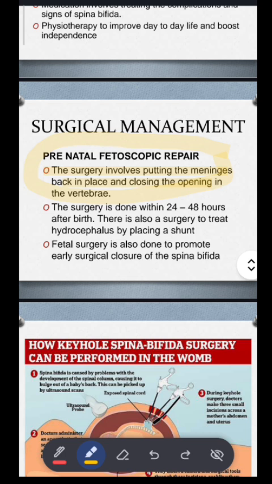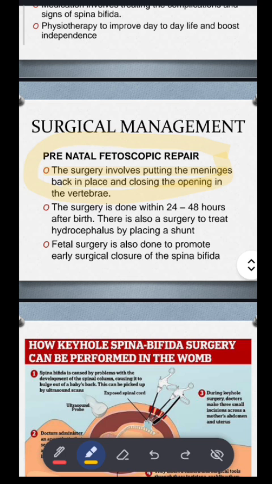First of all, we open the vertebrae and then put the meninges back in place. There is protruded meninges that we put back into place, then the closure of the vertebrae. The surgery is done within 24 to 48 hours, about 1 to 2 days after birth.